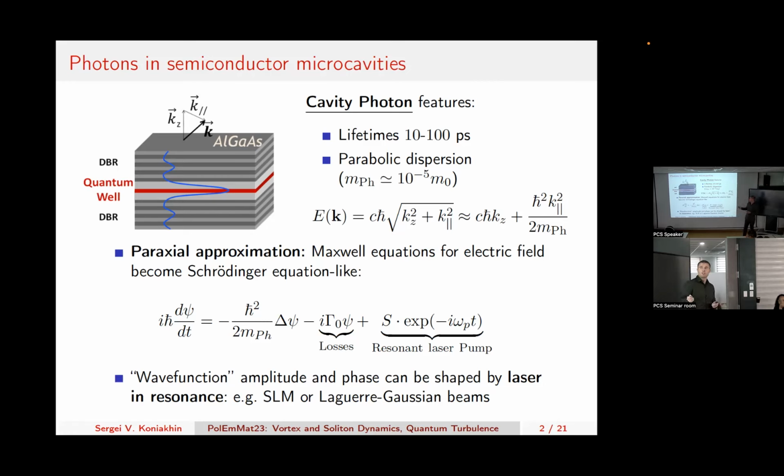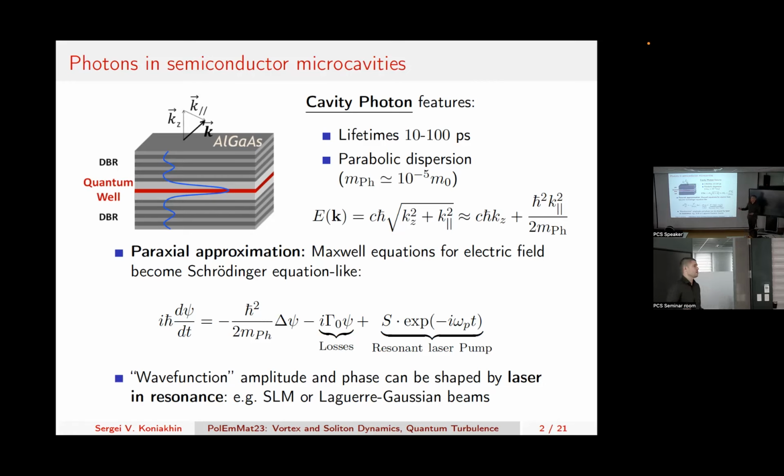And what is also important is that for the in-plane wave vector, we have parabolic dispersion. In fact, we have the Taylor expansion of dispersion for small in-plane wave vector, in other words, for small detection angles, and the obtained mass of the photon is of the order of 10 to the power minus 5 of the mass of the electron. And overall, this is very closely related to paraxial approximations, and we can rewrite the Maxwell equation for the electric field in the microcavity with its geometry to the Schrödinger-like equation.